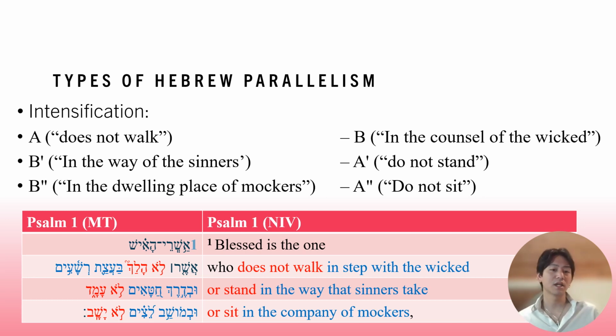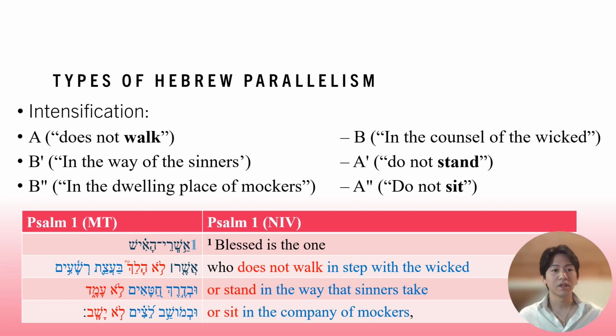It begins with the statement that this person does not walk in the counsel of the wicked. And then the following two lines, the second and third line, focus on the identity of this wicked person by putting it up front. That is, it is in the sinful way that this person shall not stand. It is in the dwelling place of the mockers where those who are blessed should not sit.